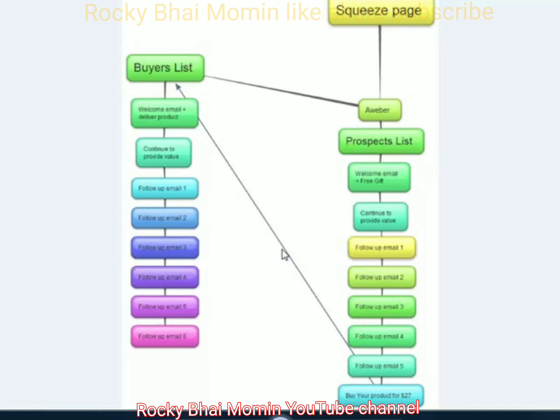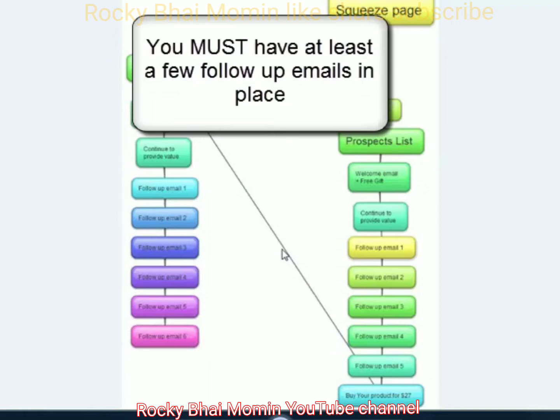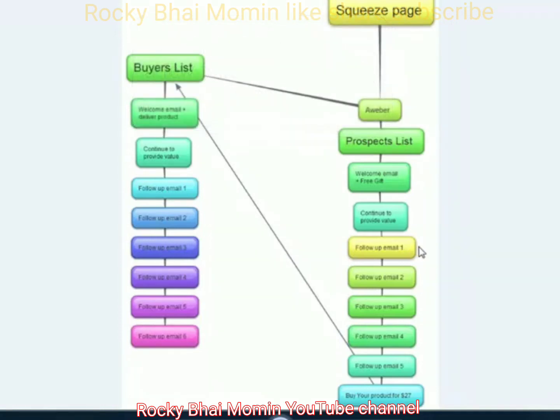The next thing we're going to discuss is you must have some follow-up emails in place when you send people into your funnel. Now by that I mean you must have a few emails set up so you can follow up with your prospects and your customers. Don't just think that this means your prospects, this means your buyers as well. So when somebody enters your list and they come through, you want to have at least 2 or 3 emails set up so they're going to get some information. Okay, this is very important.